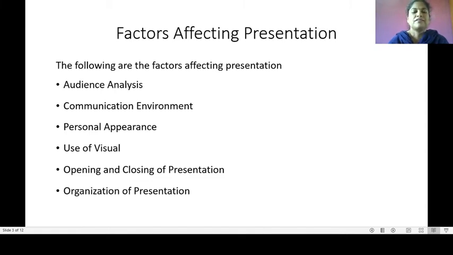We'll continue with factors affecting presentation. We saw in the previous class the following are the factors affecting presentation. We saw 6 factors that could affect a presentation. The 6 factors are audience analysis, communication environment, personal appearance, use of visual, opening and closing of presentation, organization of presentation. We saw about audience analysis and communication environment in the previous session.